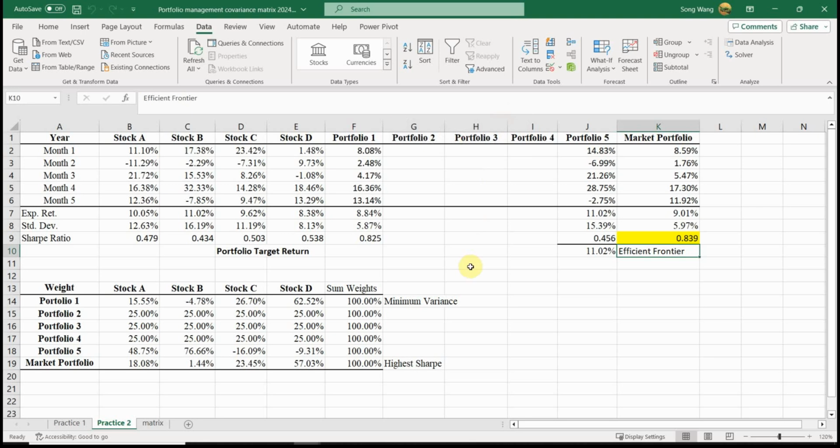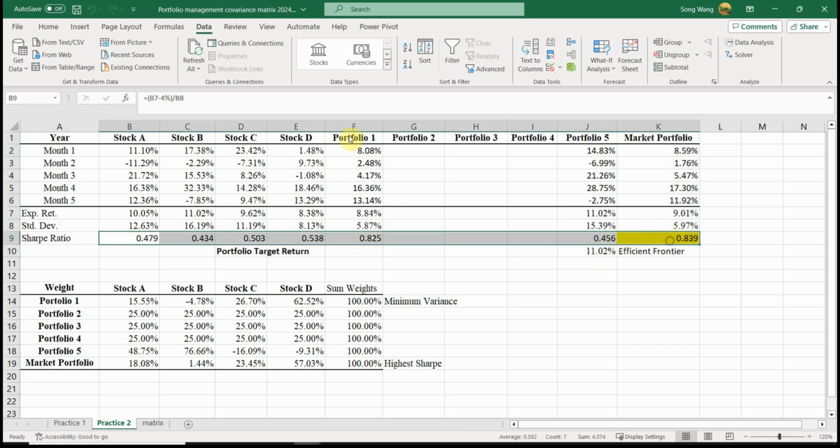Alright, so far we have created three portfolios with different sets of weights. These are portfolio 1, that's the one with the minimized risk for the entire world within the 4 stocks. And portfolio 5 is the one with the highest possible return. And the market portfolio is the one with the highest Sharpe ratio.